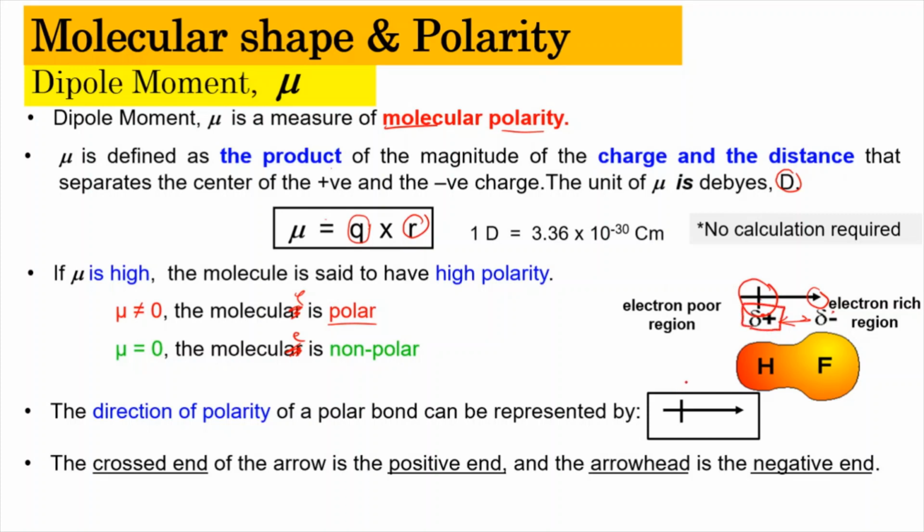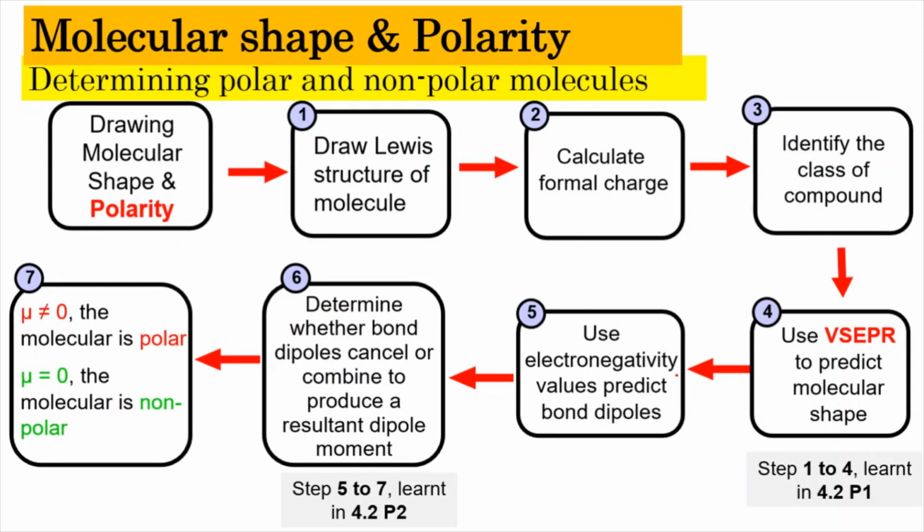Okay, so now how can we determine whether the molecule is polar or non-polar? The steps are similar to what we have learned so far. In order to determine whether it is polar or non-polar, we need to be able to draw the molecular shape first. So we need to draw the Lewis structure, calculate the formal charge, identify the class of the compound, and then use VSEPR in order to predict the molecular shape.